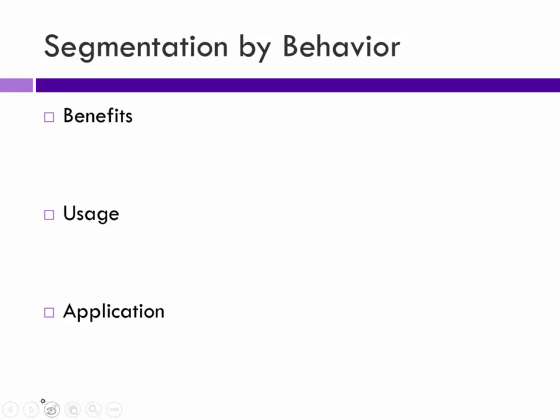So, segmenting by behavior. Benefits, usage, and application are the main ways. So what do they want from the product? For example, if you're talking about a car, maybe I just want something with good gas mileage to get me from here to there, whereas somebody else might want something that's going to help their image and make them look cool, and so they value different things. They're going to spend money on different things, whereas somebody else is like, I don't want all that. I just need it to get me from point A to point B. So, what they want from the product.